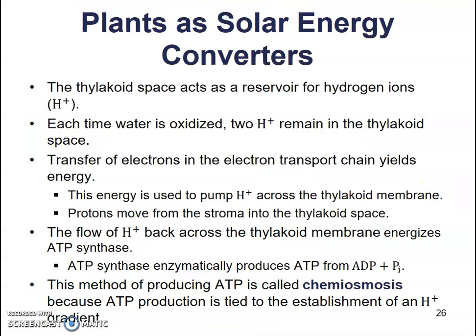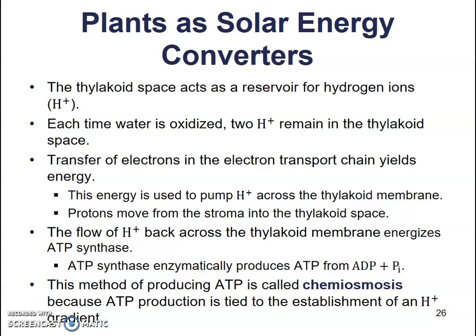Plants as solar energy converters: the thylakoid space acts as a reservoir for hydrogen ions, so it just holds on to the extras until they can be used. Each time water is oxidized, 2 hydrogen ions remain inside that thylakoid space. The transfer of electrons in the electron transport chain yields energy. This energy is used to pump the hydrogen ions across the thylakoid membrane, and the protons move from the stroma into the thylakoid space. The flow of hydrogen ions back across that thylakoid membrane energizes the ATP synthase.